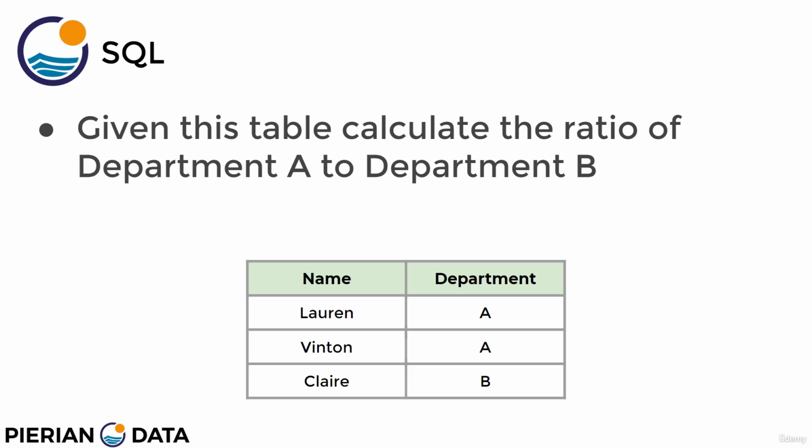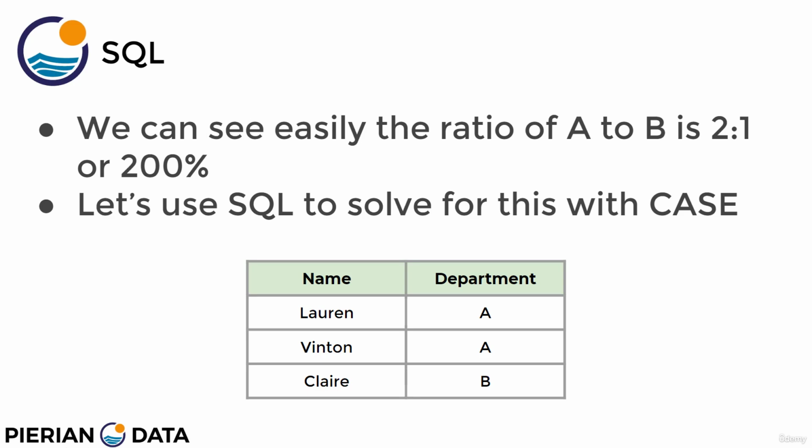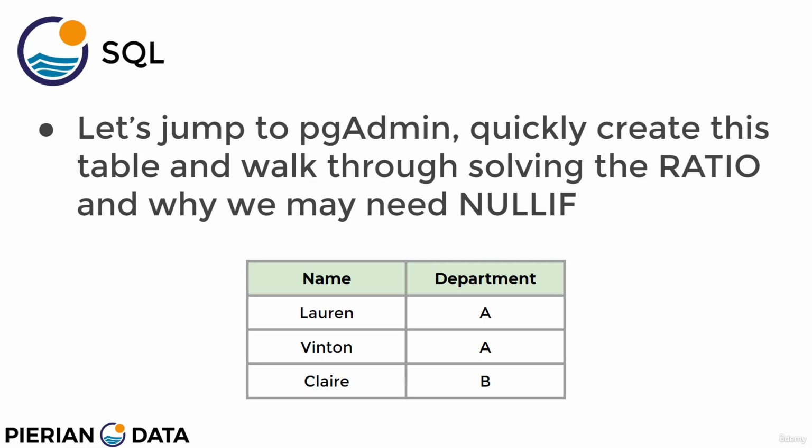So for example, we have the three entries, Lauren, Vincent, and Claire, and their departments, A and B. And we can easily see here that the ratio of A to B is 2 to 1, or 200%. So we can actually use SQL to solve this with a case statement. What we're going to do is jump to pgadmin, quickly create this table, and then walk through solving that ratio. And then I'm going to edit this table slightly to show you why you may need a null-if statement. Okay, let's jump to pgadmin and quickly create this table.